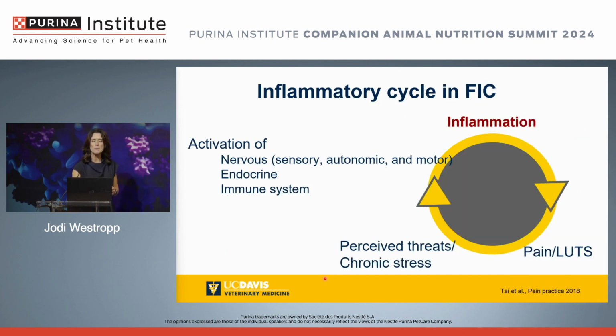So to summarize here, you have some sort of perceived threat or chronic stress. This activates that central threat response system, the nervous system, the endocrine system, the immune system, leads to the inflammation, leads to all those lower urinary tract signs. That then, to me, serves as an internal stressor, right? The cat doesn't feel well, which sets you up for more threats, and the vicious cycle goes on.